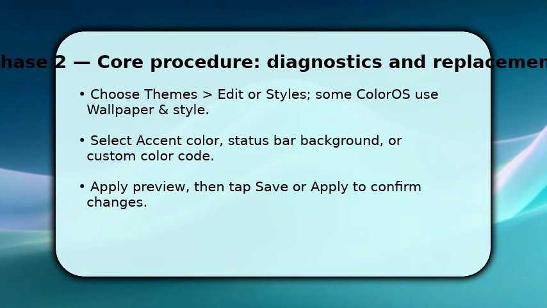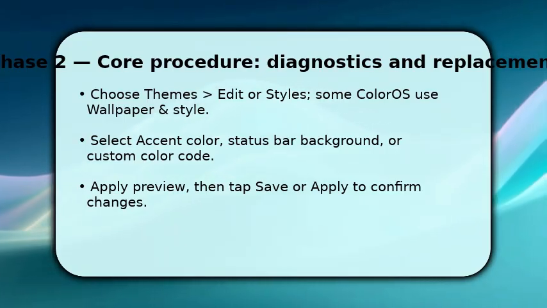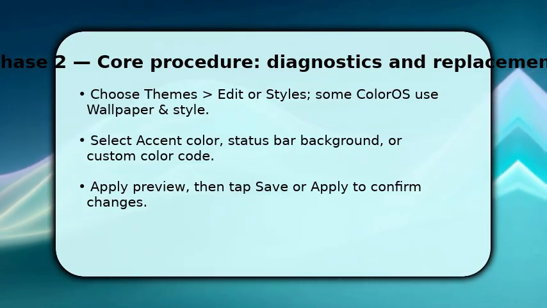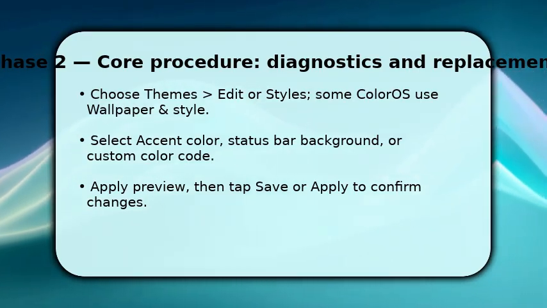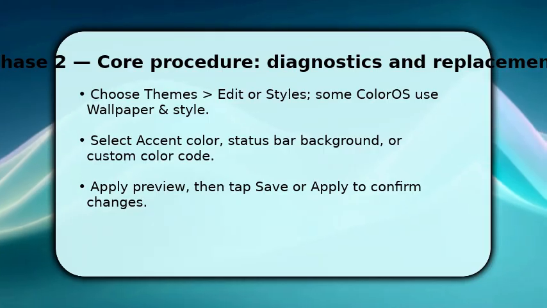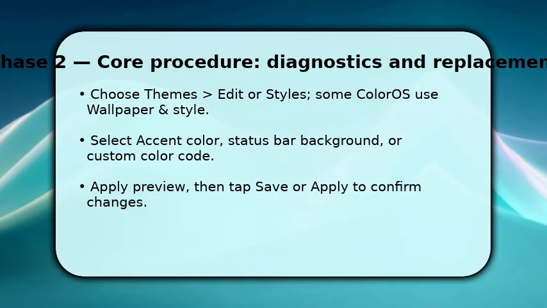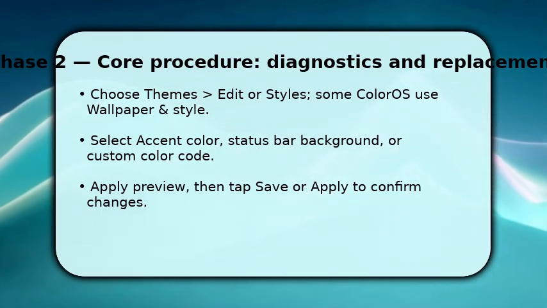And once in Themes or Wallpaper and Style, pick Edit or Styles to access accent and status bar settings. You can select a system accent color or enter a custom hex code for an exact hue. In some Color OS builds, there's a separate status bar background or notification bar color toggle. Adjust that. Make sure to preview changes.